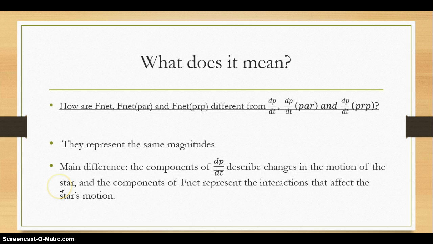To answer the what does it mean question, it asks if F net parallel and F net perpendicular are different from dp/dt and its components. We know that these represent the same magnitude, but the main difference is that the components of dp/dt describe changes in the motion of the star, and the components of F net represent the interactions that affect the star's motion.